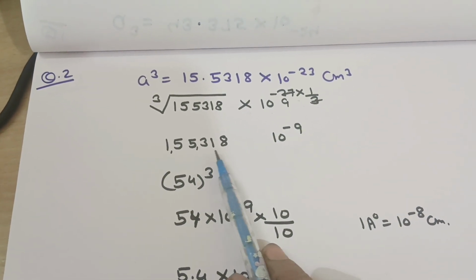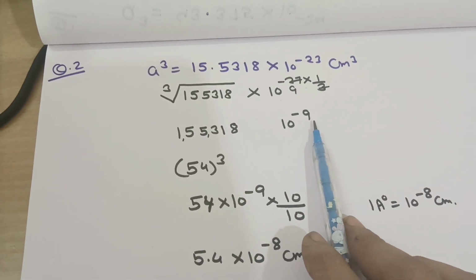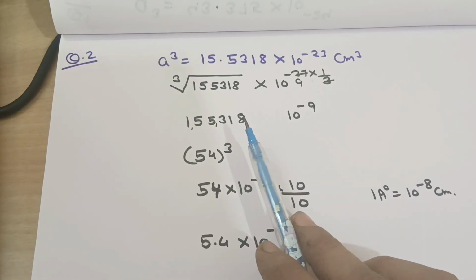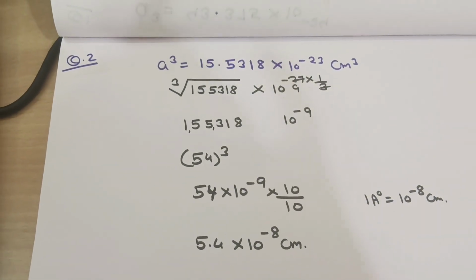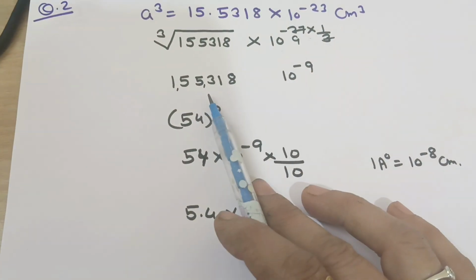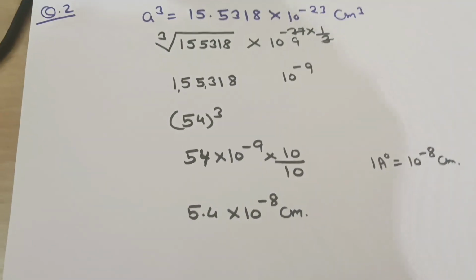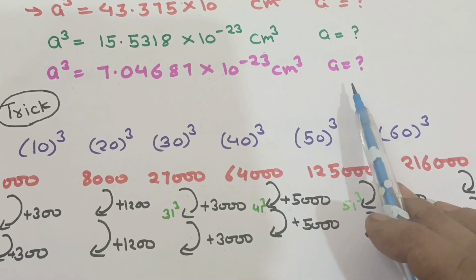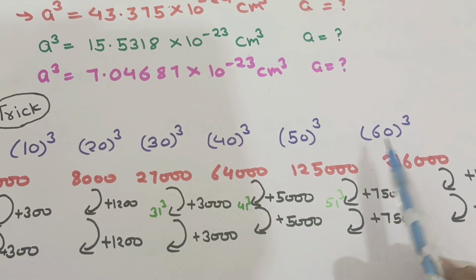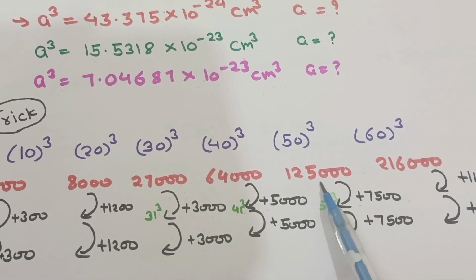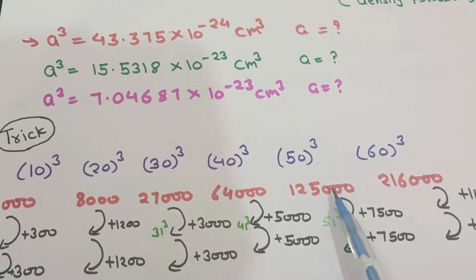So 155,318 into 10 to the power minus 9. This number is between 50 and 60 cube. So the number is 1,55,318, and this number is between 50 and 60 cube, which is almost near 1,25,000, meaning 50 cube. What is the difference?